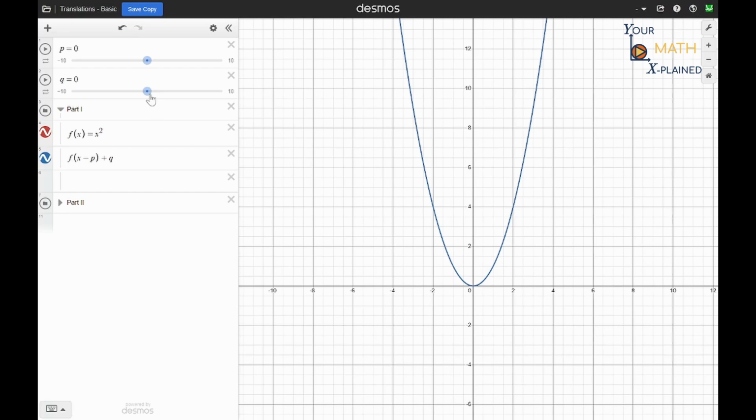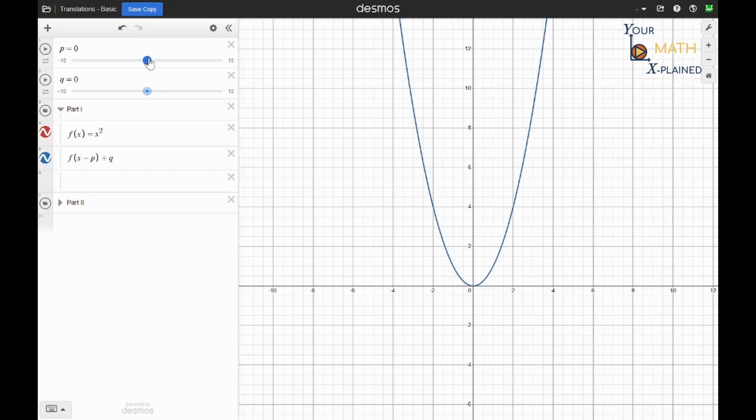So let's start with q first. If I drag the slider here and increase my q value, you can see that the blue graph is shifting up. And if I drag it to a negative value, it is now below the original function f of x is equal to x squared. So this is what we call a vertical translation.